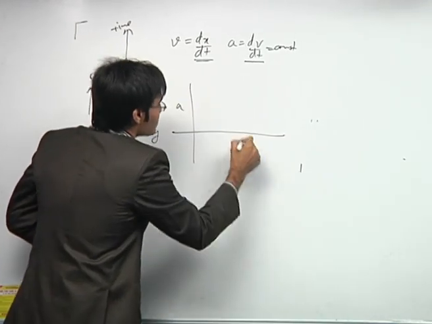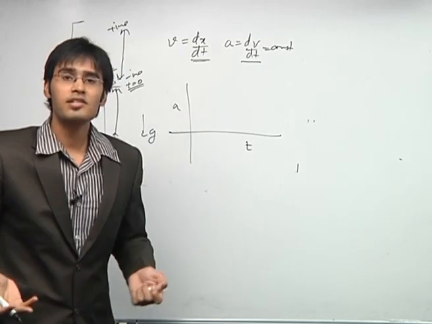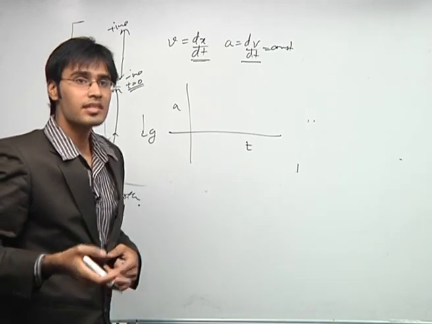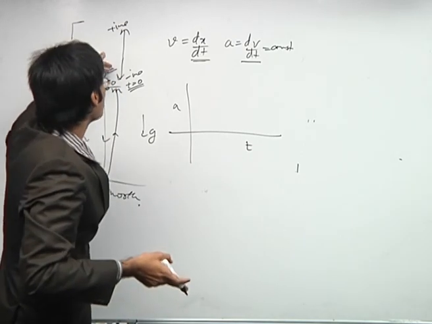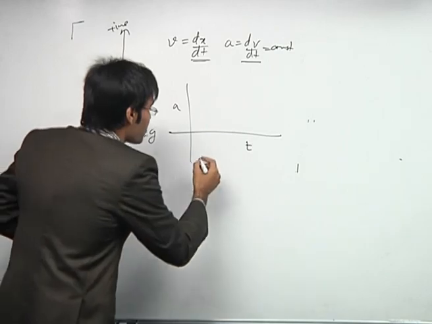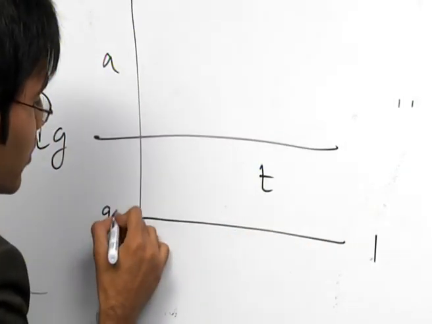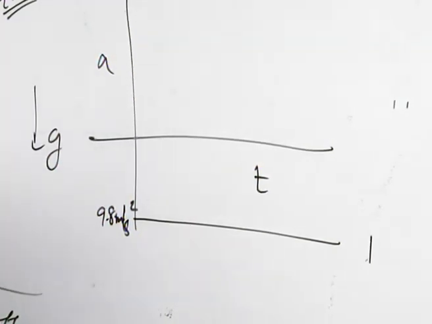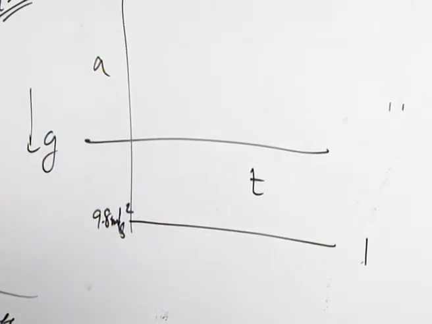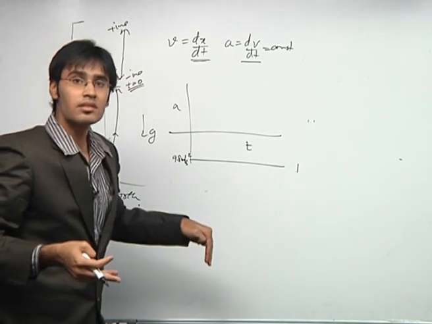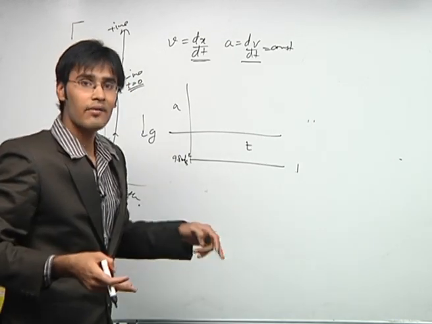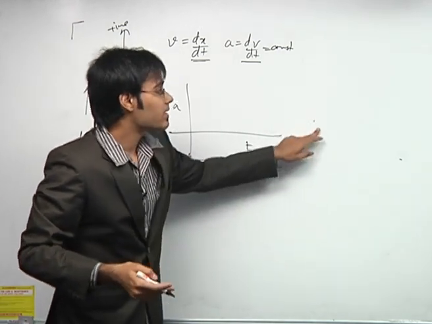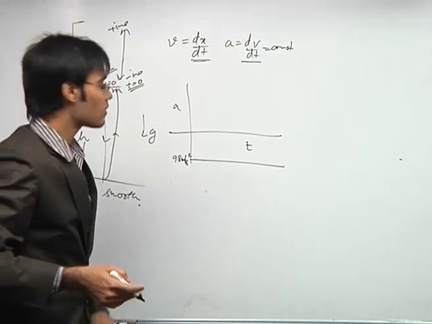If we start with a versus t, again acceleration does not depend on how this object is moving. Acceleration due to gravity is always downwards, and if you choose the downward axis to be negative, acceleration due to gravity again will be 9.8 meter per second square. It does not depend on whether the particle is moving upwards or downwards. Since the negative direction is downward and gravity is downwards, the acceleration will remain negative for the entire interval of this motion.